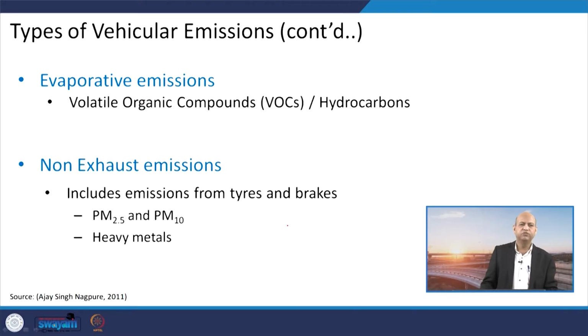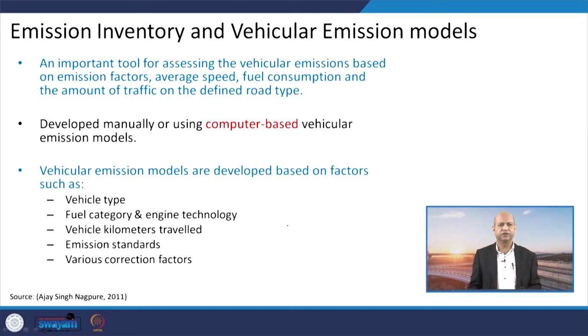Okay. And if you talk about evaporative emissions, basically those are VOCs, volatile organic compounds or hydrocarbons, which come as evaporative emissions from leakages and those kinds of channels. Non-exhaust emissions come from tires and brakes, abrasion kinds of activities. So, very small fine particles may be there like PM2.5 or even RSPM, that is respirable suspended particulate matter, which is PM10, and heavy metals. Those kinds of non-exhaust emissions may be there.